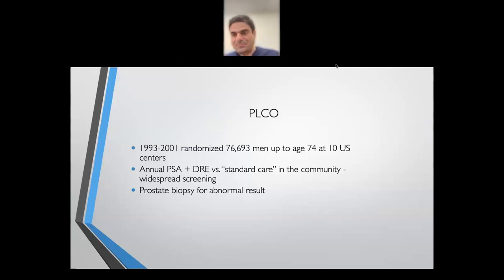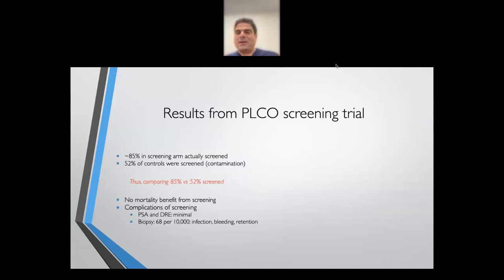Next. So they looked at 85% screening in those who were supposed to be screened. And those in the control arm, which is supposed to be no screening or the standard of care, 52% were screened. So you're actually comparing 85% to 52%. You're not comparing screening versus no screening. So they could not find any mortality benefit. And they found that the complications from the PSA or the DRE are minimal, but the biopsy had complications: infection, bleeding, retention. Even 1 in 1,000 might die from a transrectal prostate biopsy.